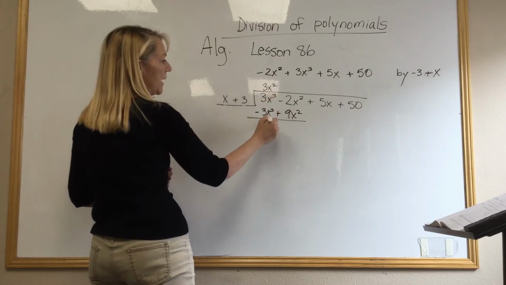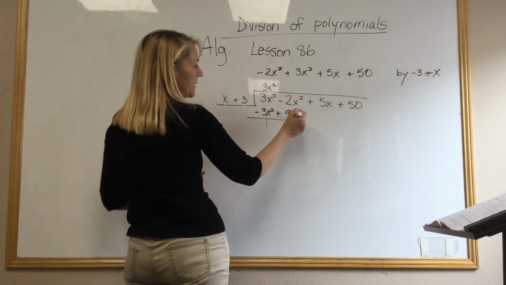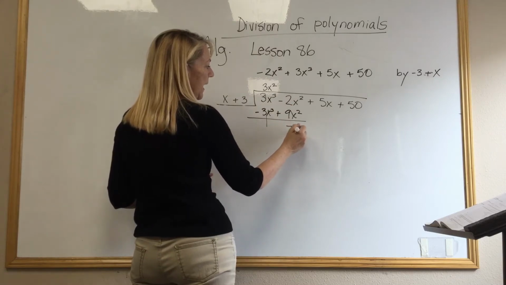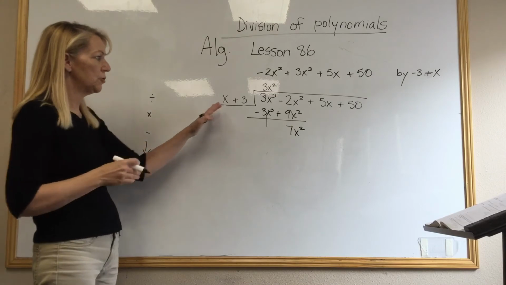That makes that go away. But then I have negative 2x squared plus 9x squared. That would be 7x squared. That's my new one. So I'm just going to back up a minute and start again.